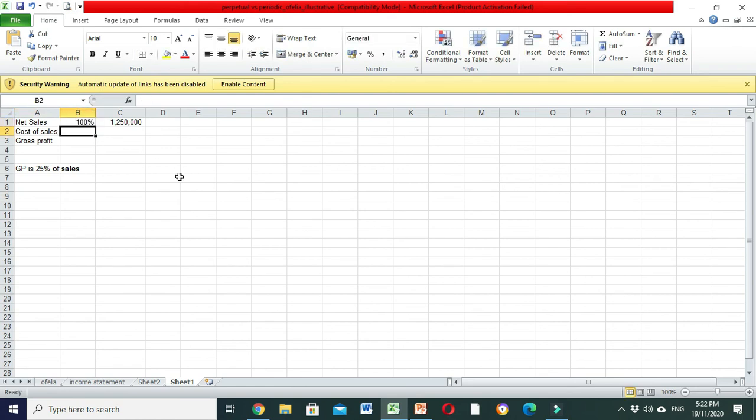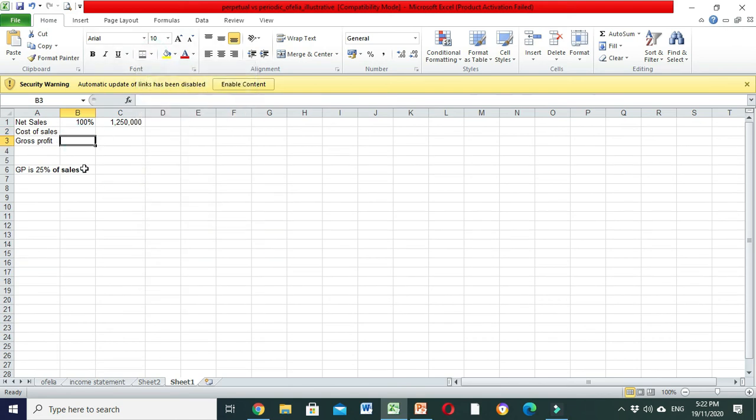Okay? Now, remember the formula. The formula to compute for gross profit is net sales minus cost of sales equals gross profit. Okay? Mao na siya ang formula. Net sales minus cost of sales equals gross profit. So according to this, gross profit is 25% of sales. So sales become 100% and gross profit is said to be 25%.